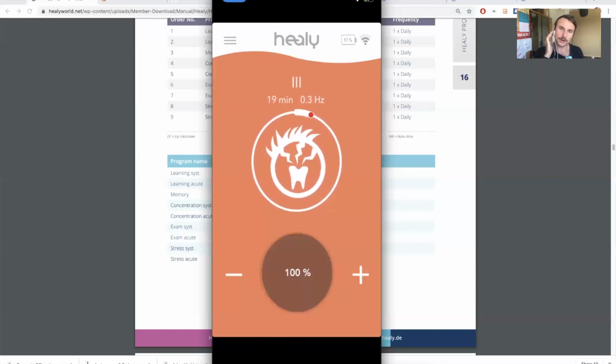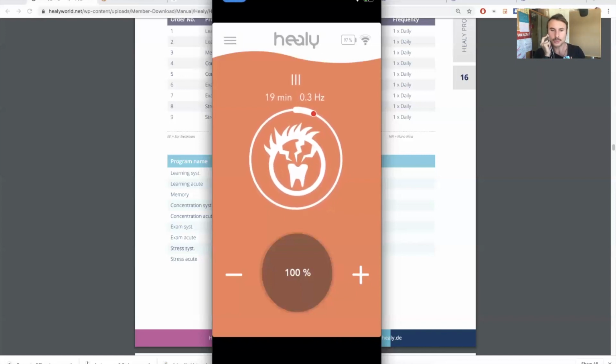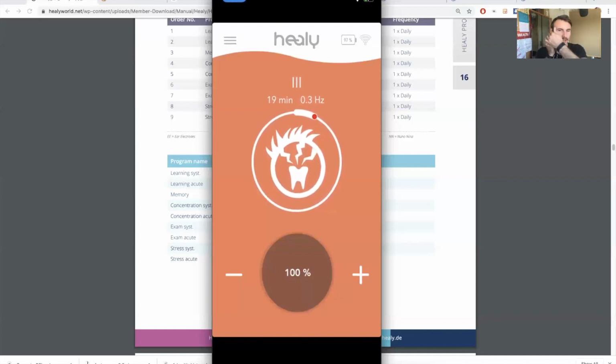So yeah, 20-minute program, 0.3 hertz. I can feel this going into the part of my jaw that's sore. I can feel it like it's actually doing something. The other day I've been waking up sometimes clenching, and my jaw's been clicking, and this has really helped me reduce the tension in my jaw, which is really cool.